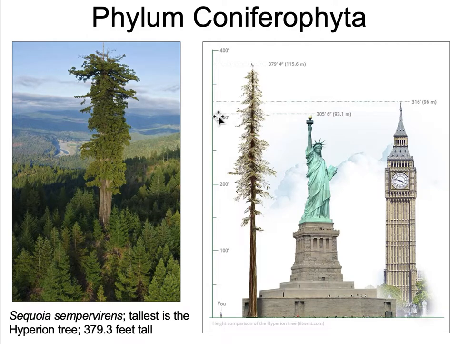Check out the Hyperion tree, which is Sequoia sempervirens, the iconic coast redwood of coastal California. It's one of the tallest trees in the world at 379.3 feet tall. And to give you some perspective on how tall that is, it's much taller than either the Statue of Liberty in New York City or Big Ben in the United Kingdom.